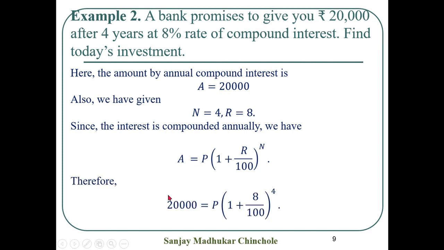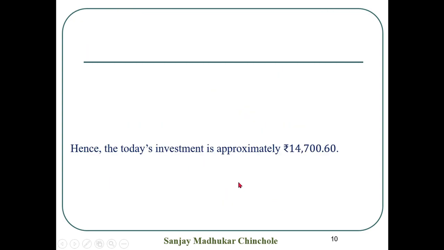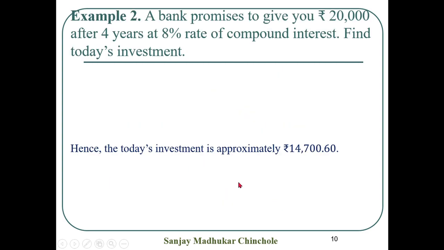Now we have to just replace the values to find the value of P. A is equal to 20,000, so it will be 20,000 is equal to P into bracket 1 plus 8 upon 100 bracket to the power 4. 8 upon 100 is nothing but 0.08, so it will be 1.08 to the power 4. By using the calculator, you can find 1.08 to the power 4 is equal to 1.36048896.